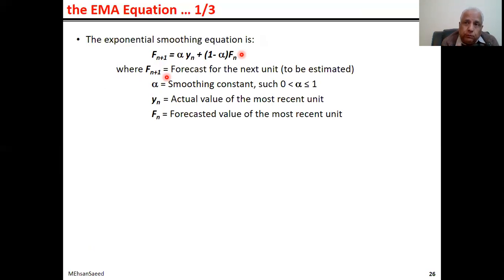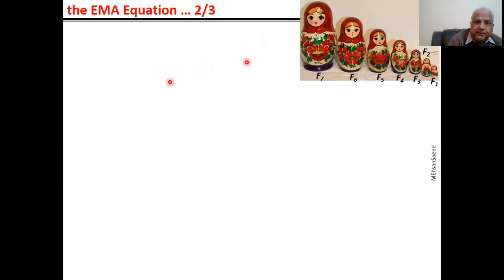One would have liked to see raised to the power 1, raised to the power 2, raised to the power 3, 4, 5. But there is no indication of that in this formula. So where is the exponential bit?